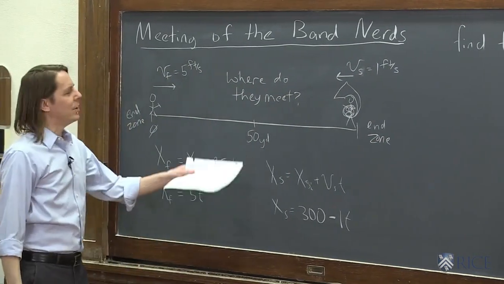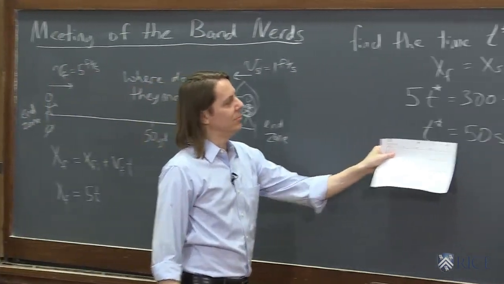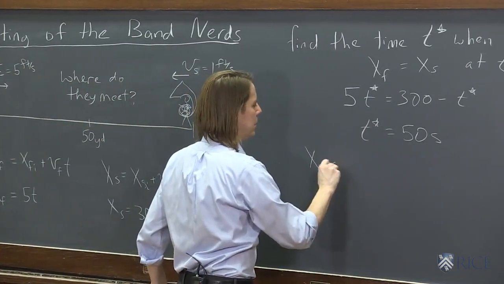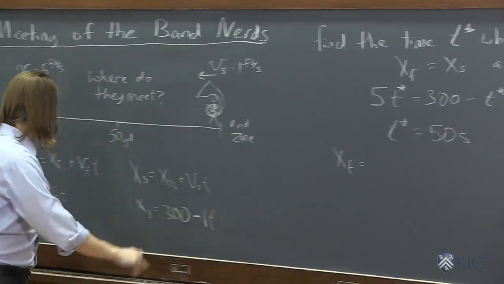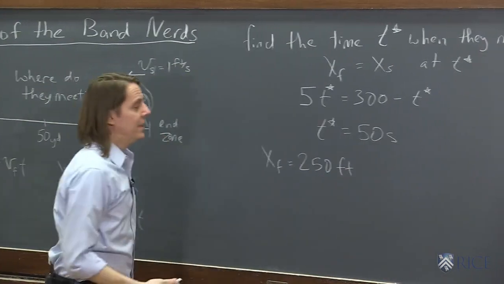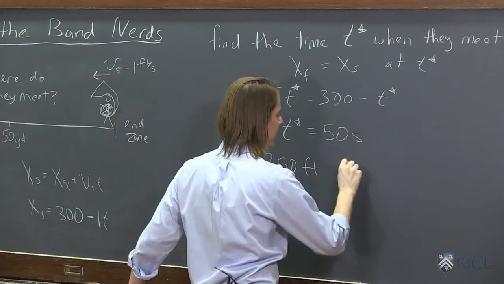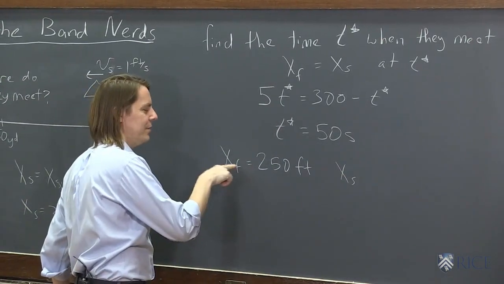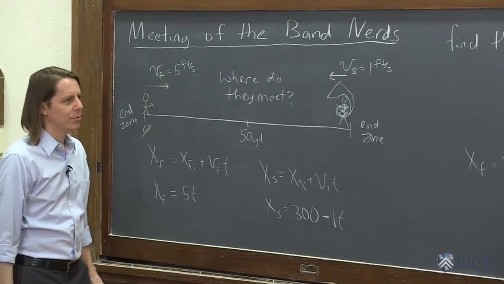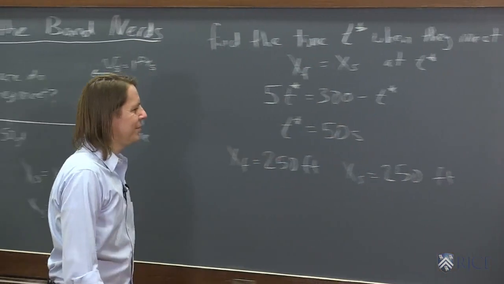That wasn't the question. It wasn't how long till they meet. It was where do they meet. So now you just take that 50 seconds and plug it back in. So if you wanted this one's position, x final, it would be 50 seconds times 5, it would be 250 feet. And if you want to check your work, and I always recommend you check your work, then you could also check x slow. The slow person's position would be 300 minus 1 times 50, 300 minus 50, 250. Look at that. So sure enough, they are in the same place, 250.